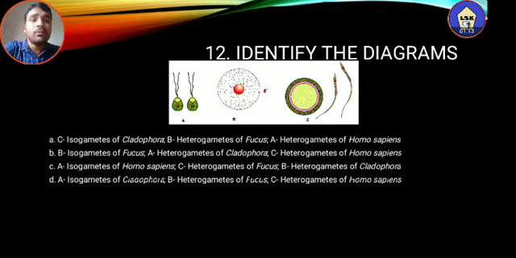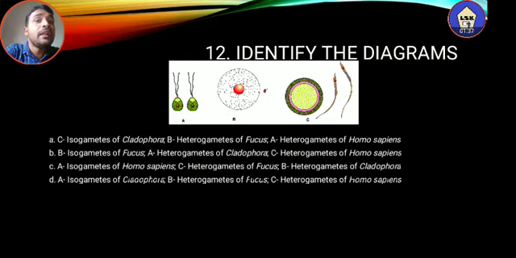We know in human beings heterogametes are found. Even in Fucus heterogametes are found. So isogametes should be there only in the Cladophora. So diagram A represents the isogametes of Cladophora. So option A, wrong.